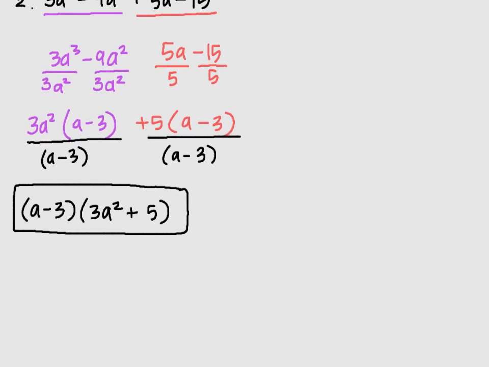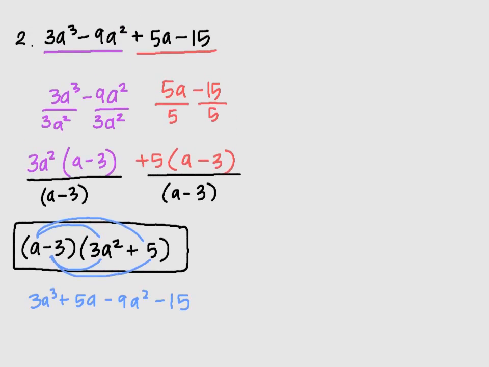To quickly check that I did this correctly, again, I'm using the distributive property. a times 3a squared, a times 5, negative 3 times 3a squared, and negative 3 times 5. I get 3a cubed plus 5a minus 9a squared minus 15. Checking to see that that polynomial does match the original polynomial I started with. It looks like even though they are in a different order, they are the exact same terms. So yes, I did factor this correctly, and this is the correct factored form of that polynomial.